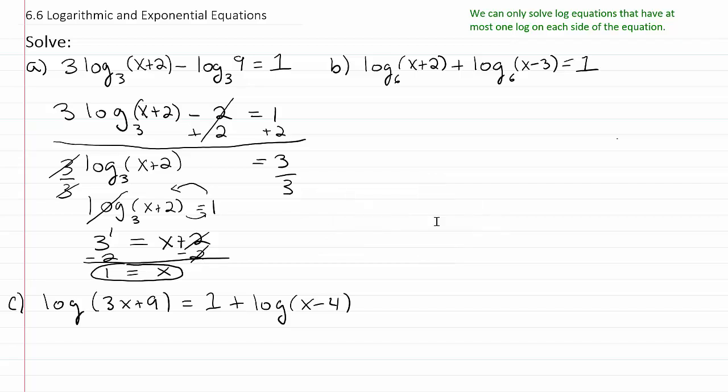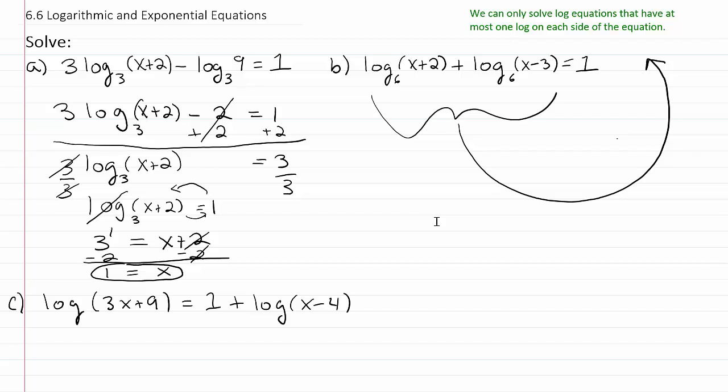All right, so let's take a look at example B then. You'll notice in example B, we have 2 logs on the left-hand side of the equation, but that violates this principle here that says we can only solve log equations that have at most one log on each side of the equation. There are 2 logs on this side of the equation. That's not acceptable. So we're going to have to rewrite them using log properties this time, because we can't evaluate these like we could in the last problem. We can't figure out what log of x plus 2 is, for example, or log of x minus 3. That's not knowable because we don't know what x is, right?